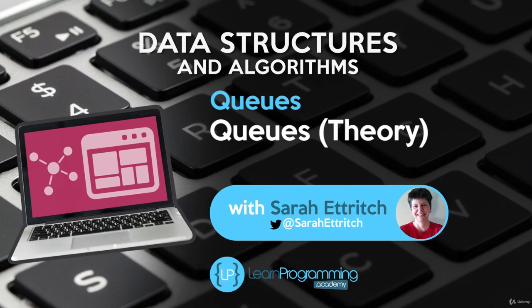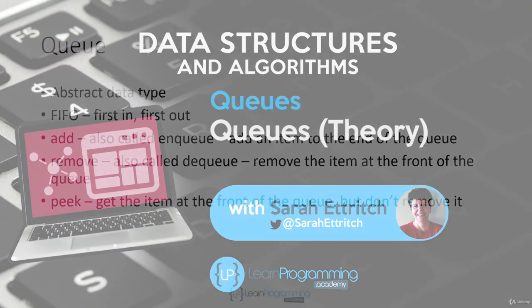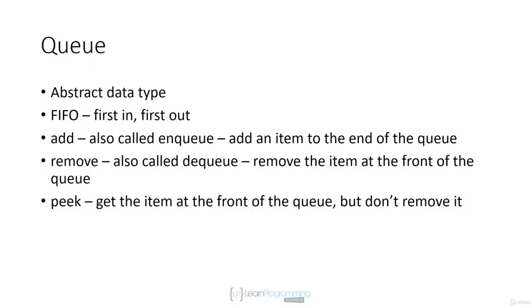All right, so let's take a look at queues. Like I said in the intro, queues are an abstract data type. Just like stacks, they dictate how we can access the data. And just like stacks, we use other data structures to implement them. Now, unlike stacks, queues enforce a FIFO behavior. FIFO is first in, first out. Remember that stacks were LIFO, last in, first out.